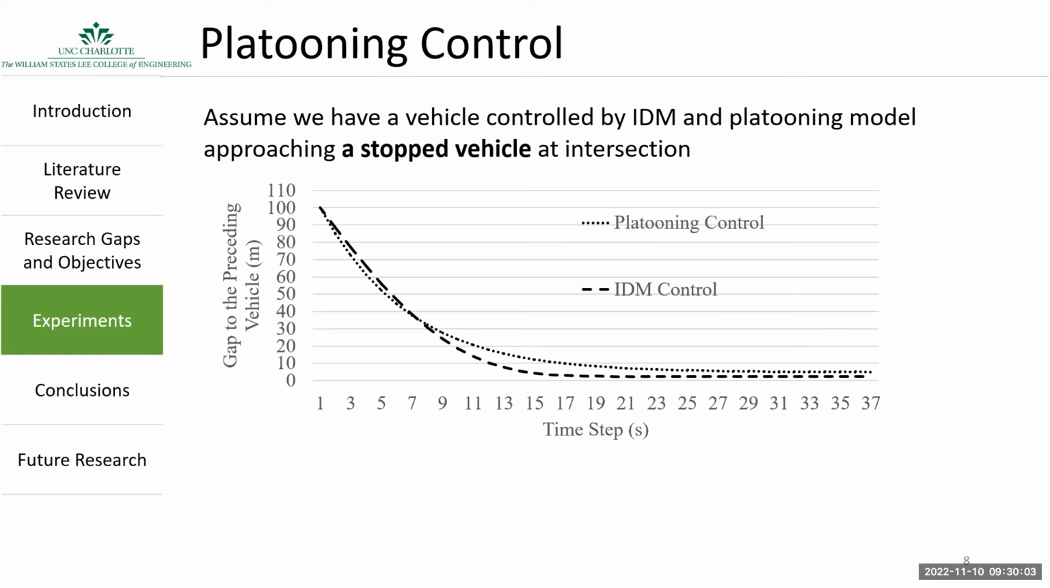However, it takes 30 seconds for the platooning control. So this is a problem. This is our problem because we are going to see a lot of stopped vehicles in front of the intersection, especially in the superstreets. So this prevents us from applying the same platooning logic in the superstreet environment.